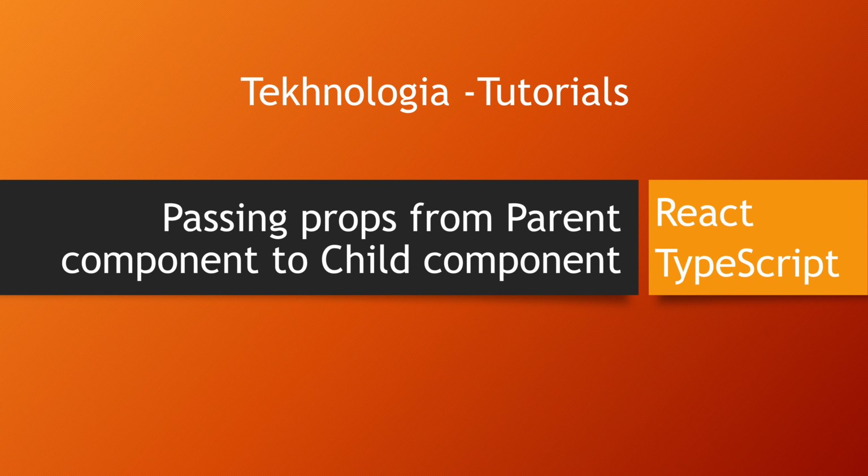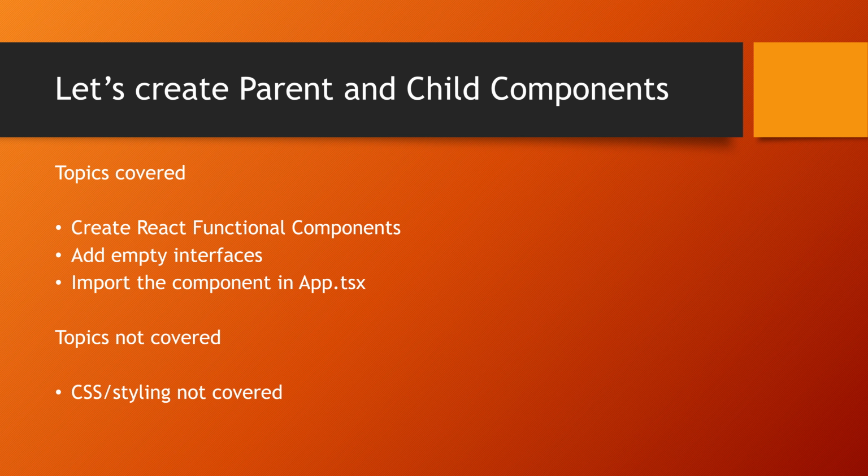We are going to see how to pass props from parent component to child component, and we'll do this using React and TypeScript. So first of all, let's create parent component and child component. We will cover creating React functional components. We'll add empty interfaces as initially we are not expecting any props, and we'll see how to import these components into App.tsx, and we'll also import child component into parent component. And we won't be concentrating on the CSS or the styling part.